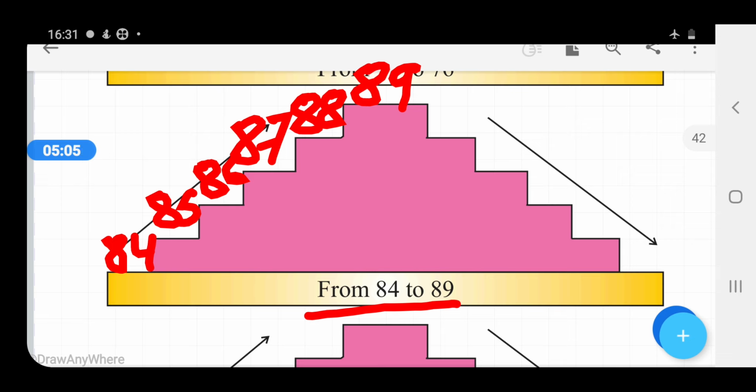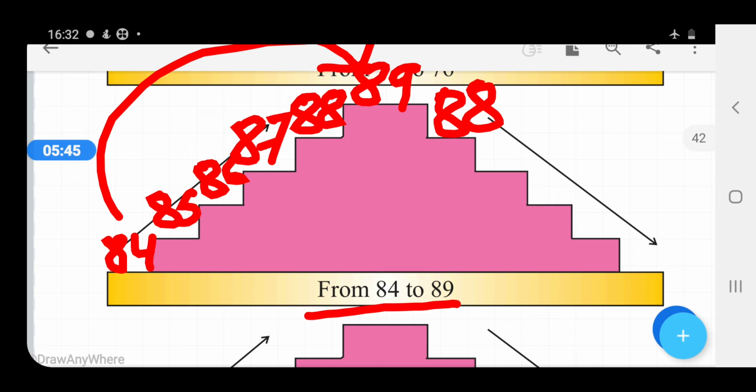Okay, these numbers are in ascending order because we have arranged the numbers from smaller to greater, 84 to 89. Okay, and now write the numbers in the right side of the picture. Start from 89. What comes before 89? It's 88.